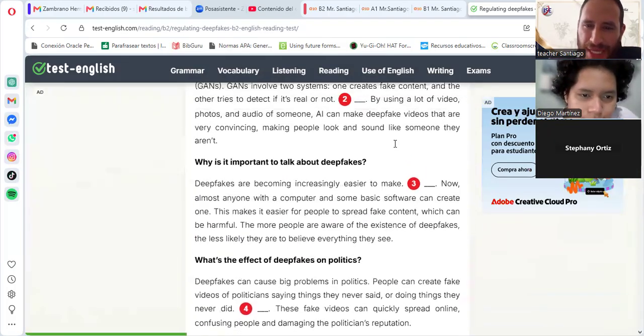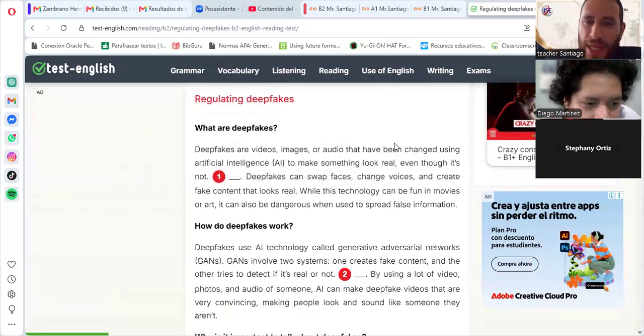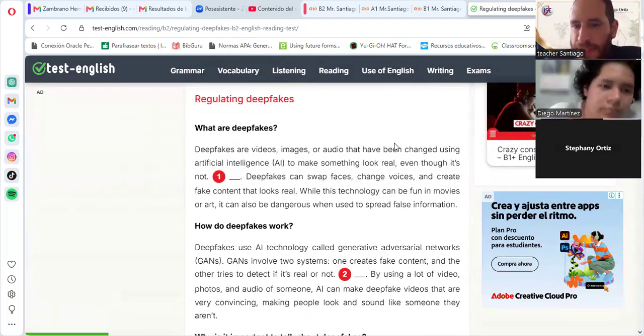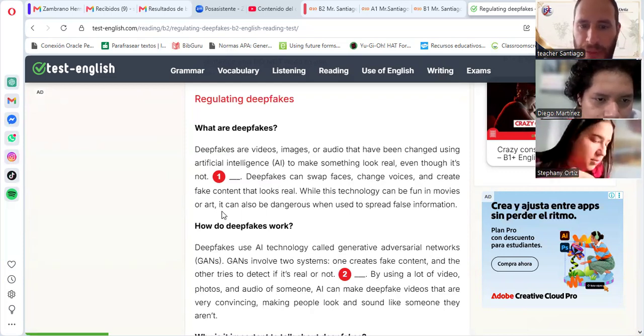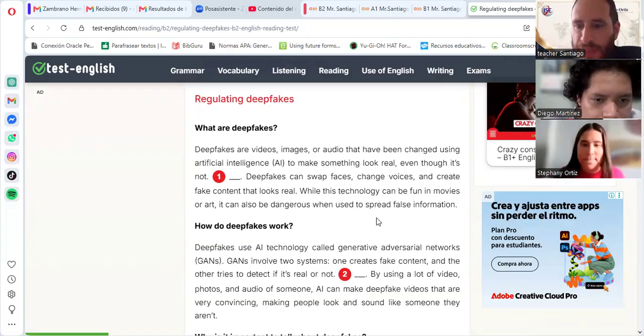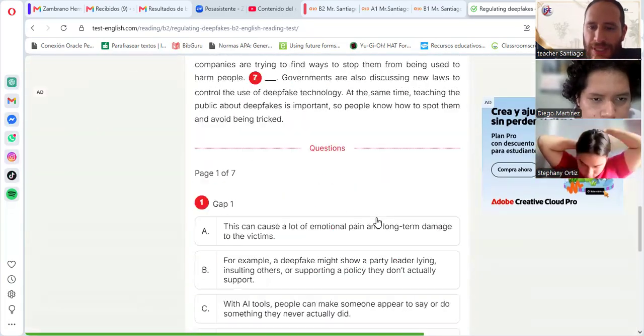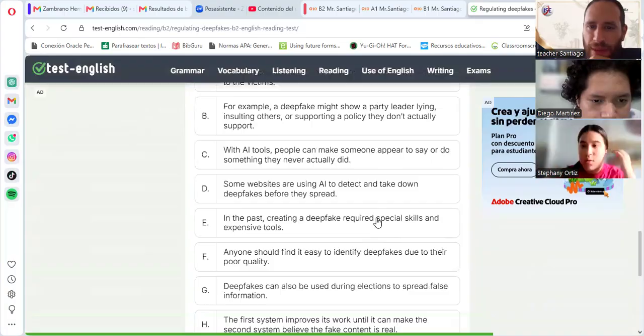Should we read it again? Again, what are deepfakes? Deepfakes are videos, images, or audios that have been changed using artificial intelligence to make something look real even though it is not. Deepfakes can swap faces, change voices, and create fake content that looks real. While this technology can be fun in movies or art, it can also be dangerous when we use it to spread false information. So, what do you think?